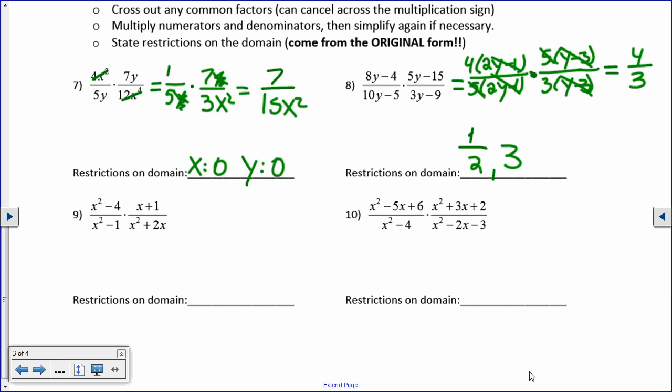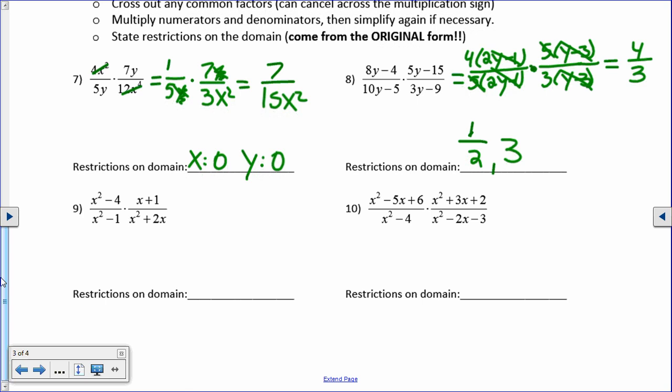So are you okay with the first two? Factor everything as much as you can, and then chop, chop, chop. So you have nothing left over, except for what's left over.